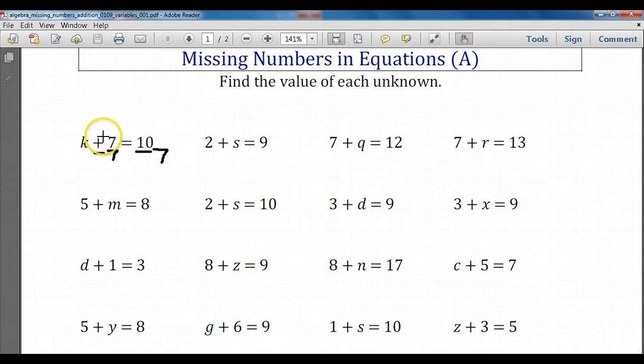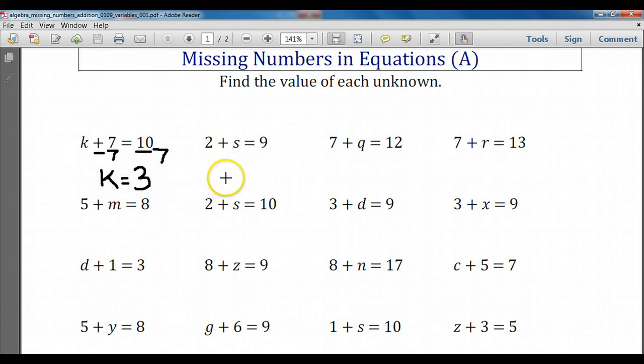Now, 7 minus 7 is 0. So that means that k is isolated, or on its own, because this is just k plus 0, which is nothing. Now 10 minus 7, what's 10 minus 7? Well, you can use a number line, but I know, because I've practiced just like you have, that 10 minus 7 is 3. So I know that k equals 3. All I've done is isolate my variable to find the answer.